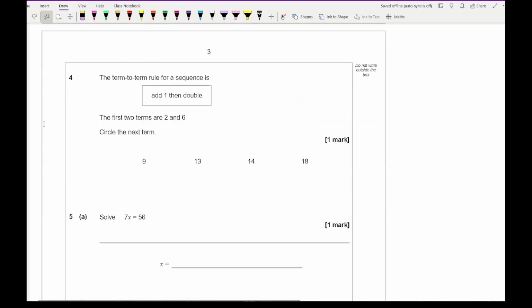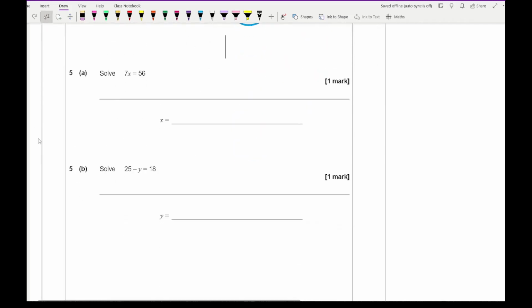Now moving on to question 4, it says the term-to-term rule for the sequence is add 1 and then double. So the first two terms are 2 and 6. Circle the next term. So starting with 6, we add 1, that equals 7. Double that equals 14. So it's our third option.